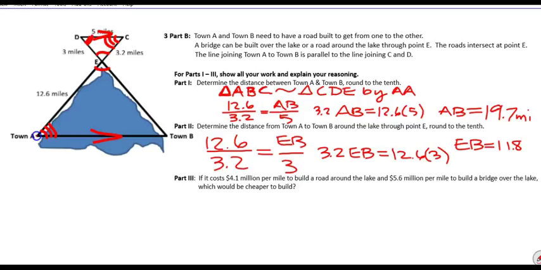To solve this part of the problem, we now have to add those two parts together. We're going to add the 12.6 here to the 11.8 here, because we can't go over the lake since we don't have a bridge. So 12.6 plus 11.8 equals 24.4 miles.